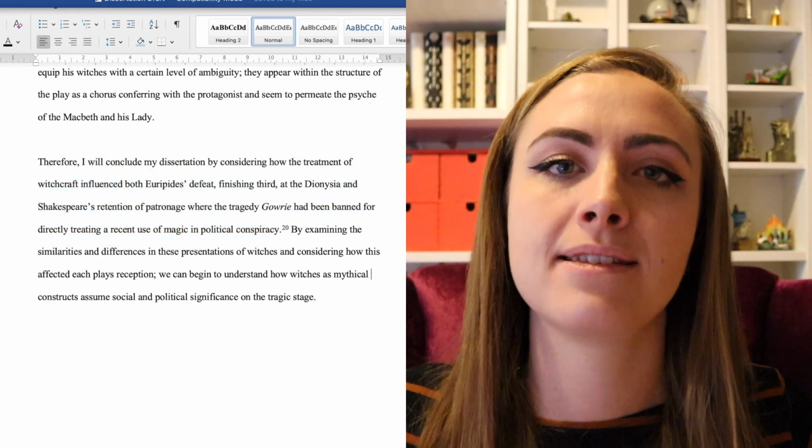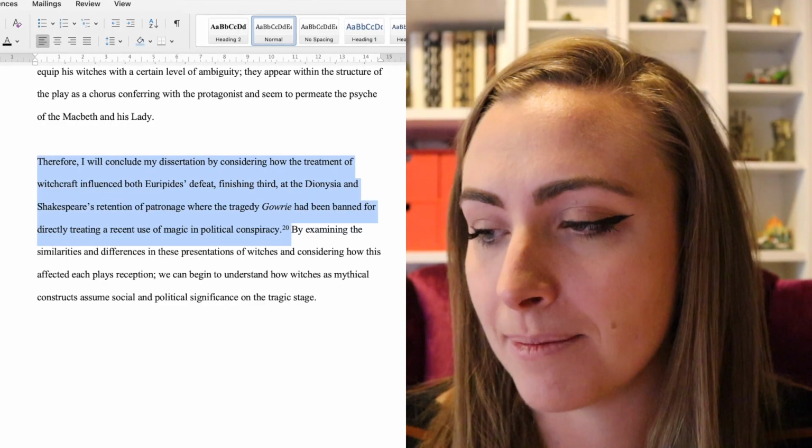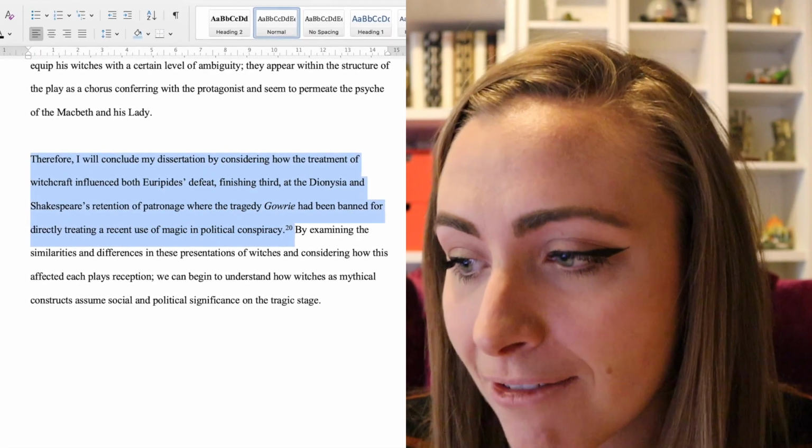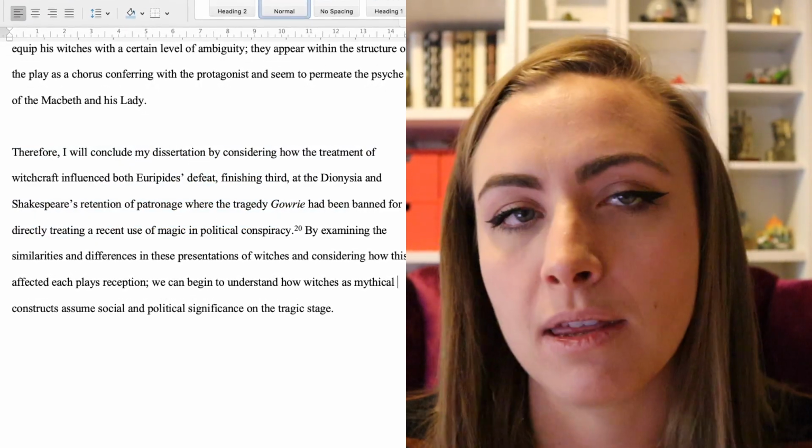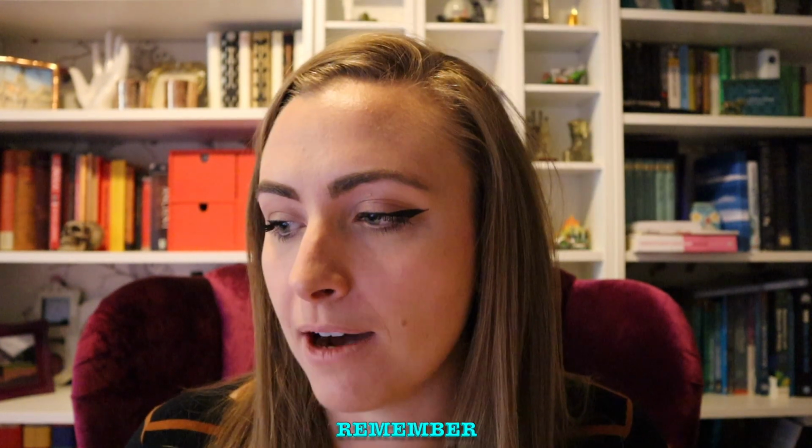But it tells you kind of where the dissertation is going to come to a close and what I'm measuring the text against. So what's the point of the comparison? What am I hoping to establish overall through the methodology that I've set out? And then by examining, a lovely "by examining" sentence, I quite like these things, what's it going to allow me to do? So it's the so what test. You get to the end of an introduction, you get to the end of a paragraph and you ask yourself, so what? Who cares? What's the point? So what are we going to find out? So by examining the similarities and differences in these presentations of witches and considering how this affected each play's reception, we can begin to understand how witches as mythical constructs assume social and political significance on the tragic stage.